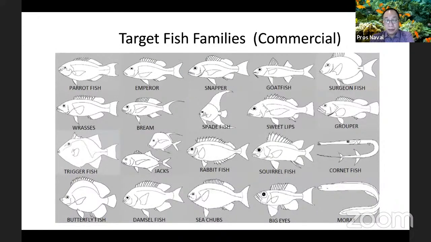And we're also interested in monitoring, counting the target fish species for commercial reasons. So these are the fishes that are sold in the market for food.